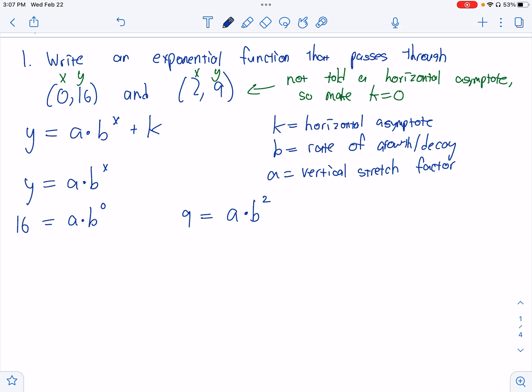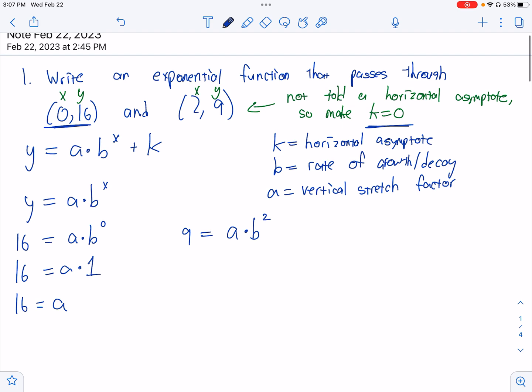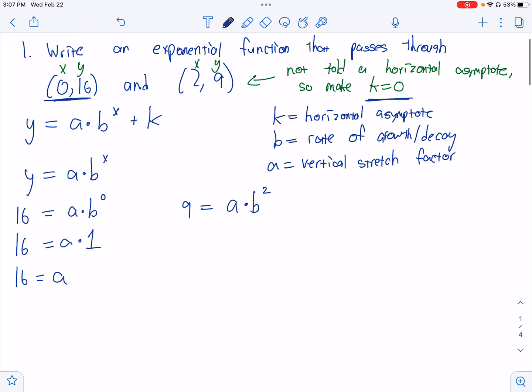Now this, b to the 0, that always equals 1. So this is just a times 1. So this is the easiest version of the problem. So we could have skipped, because I know that the y-intercept is (0, 16), and k is 0. So in fact, the a value is the same as my y-intercept. Now that I know what a is, I can plug it in over here and solve for b.